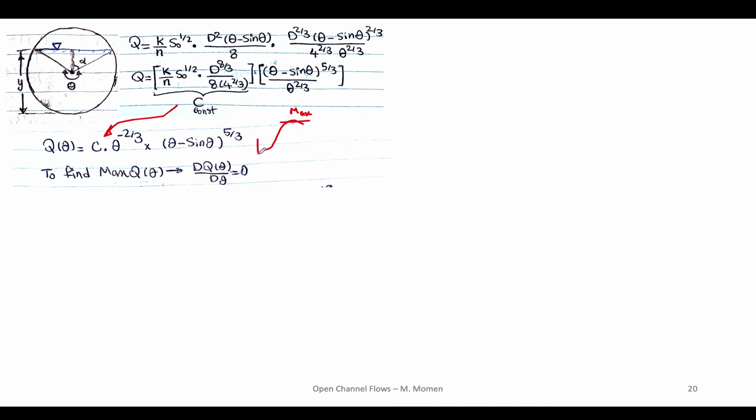So if this is, for example, x, and this is your function f(x), right? So I'm doing the same thing. I differentiate this equation Q with respect to theta and then set that to 0 to find a maximum flow rate. Okay, so I want to see on which value of theta I'm going to get the maximum flow rate. Okay, so let's start.